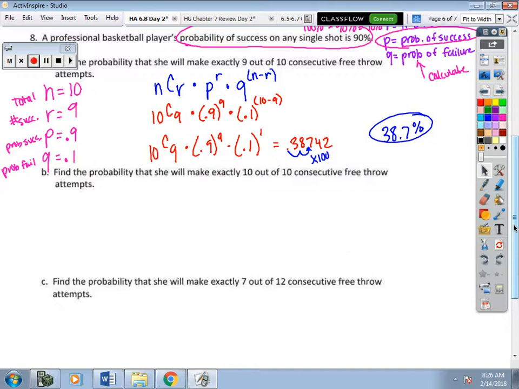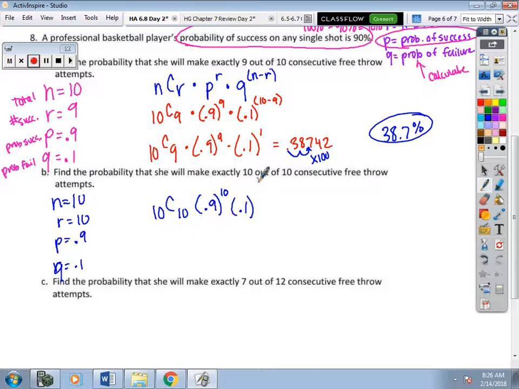Okay, same problem, so we're just adding on. So the only thing we're going to change here is the N and the R. So the probability of success is remaining the same. Probability of failure is staying the same. We want to see what's the probability that she will make 10 of 10. If her percent of success is 90% and her percent of failure is still 0.1. So everything's going to stay the same except this will become 10C10. These will become 0.9 to the 10th power, and then this will become 0.1 to the 10 minus 10 power, which would be the 0 power.